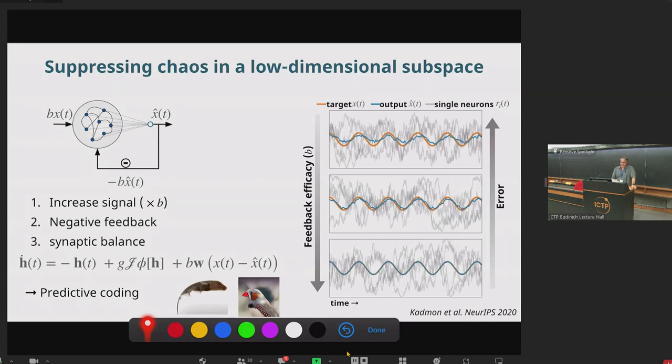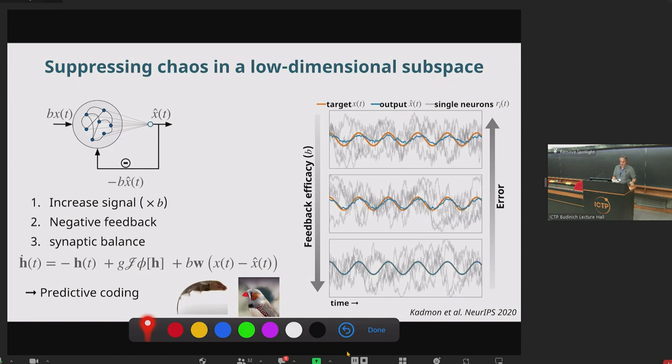We can increase this effective B, making B larger as we go down. We can see that the readout becomes much, much more faithful. We have less readout error, but the underlying system remains chaotic. So this is the system.